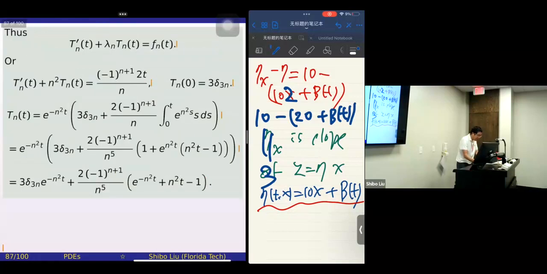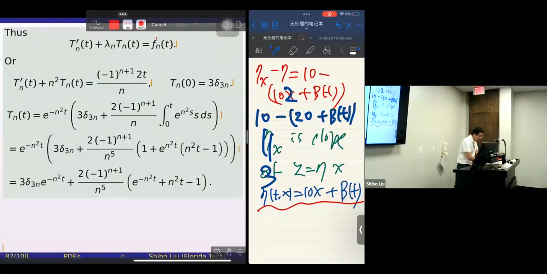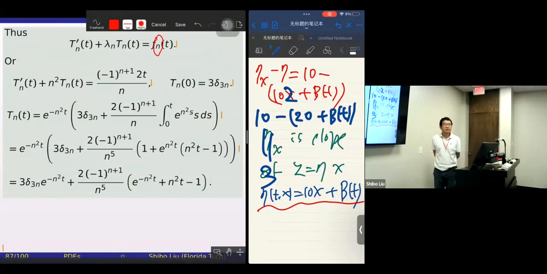Then the resulting ODEs for the T_n are all homogeneous. Then you still get the solution. You don't need to separate the variables. That means our method for solving non-homogeneous PDE works for homogeneous ones. So from now on, when we solve homogeneous problems, we can use the expansion method introduced. Okay, let's stop here.